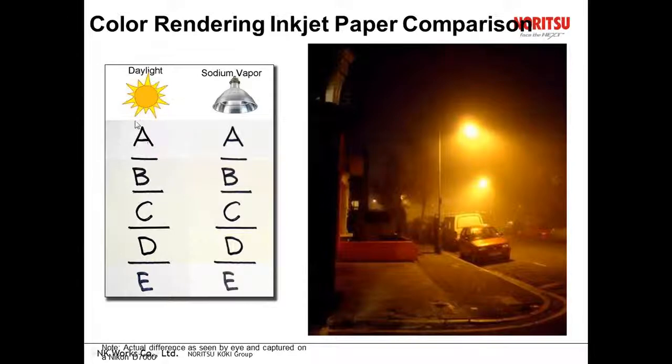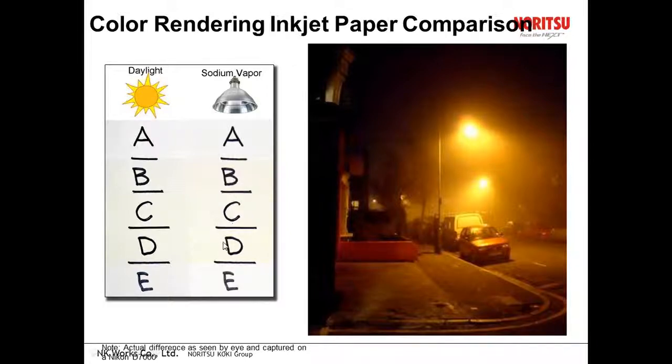I took 5 different inkjet papers. Here are your 5 different inkjet papers, just labeled A, B, C, D. I captured them, I put them under daylight, and I took a picture with my Nikon D7000. Then I went under a street light, such as over here, and I captured them again.